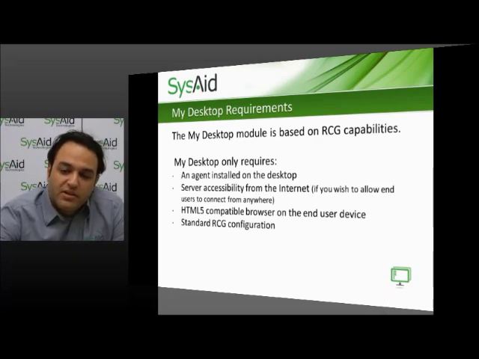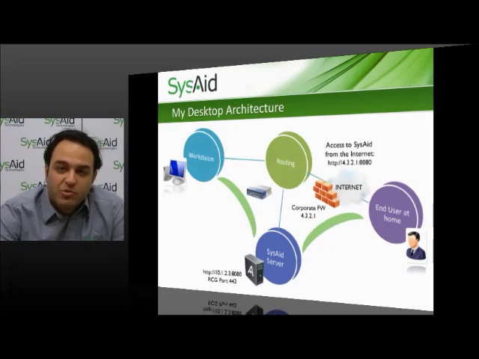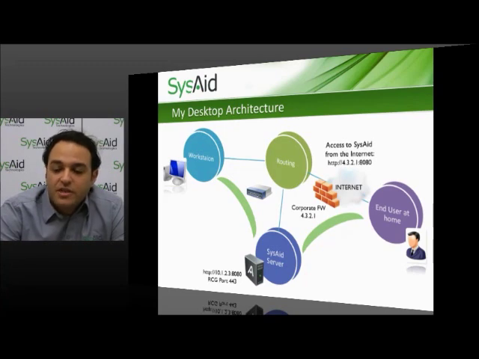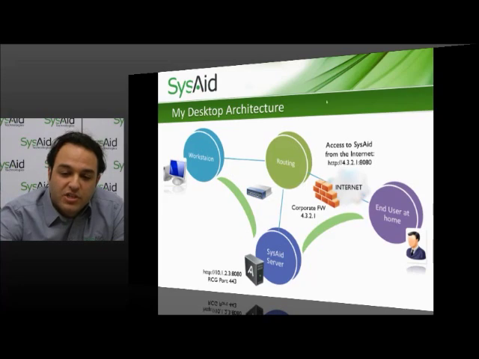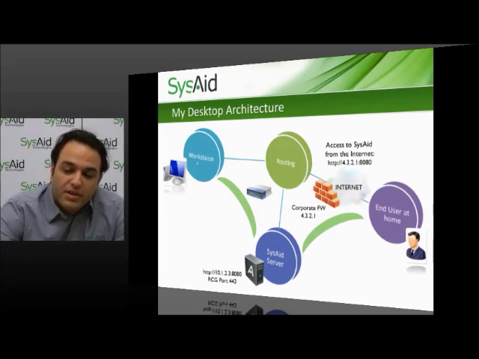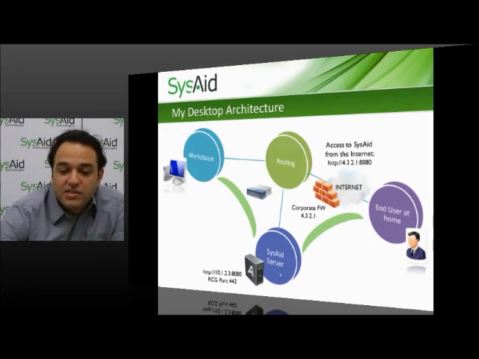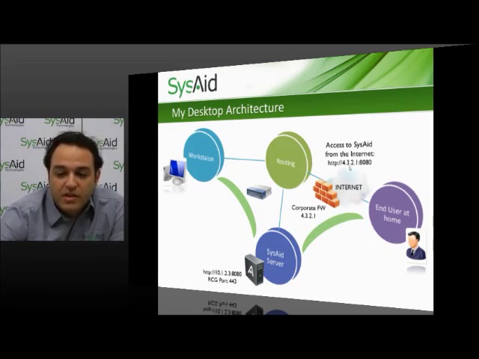Now let's take a look at a simple network diagram where we have a user located somewhere out on the internet. In this example, it's at home. And that user has a workstation located at the office, within the local network, where your SysAid server would usually be. And the end user has access to the SysAid server over HTTP through the corporate firewall. You probably have that set up already if your SysAid is accessible from the internet.